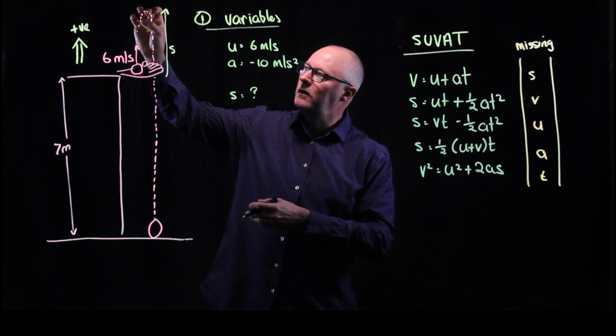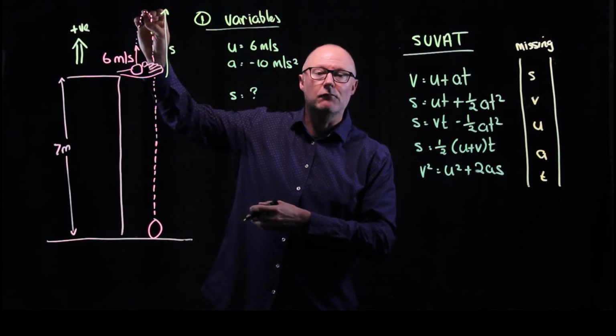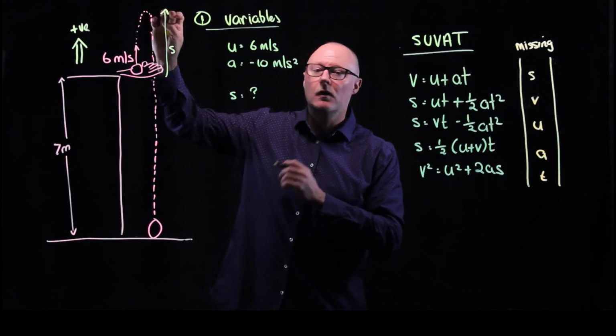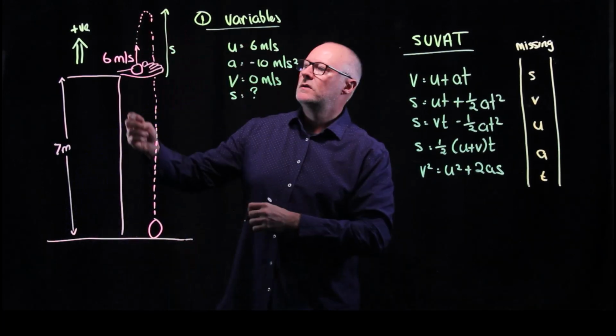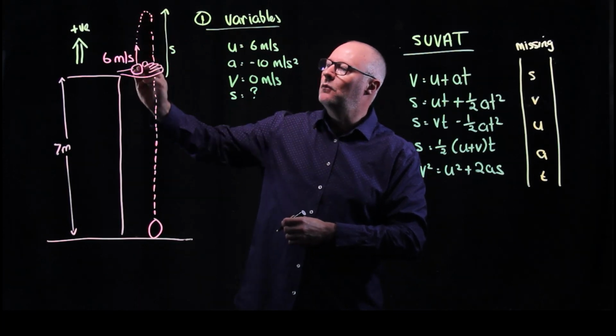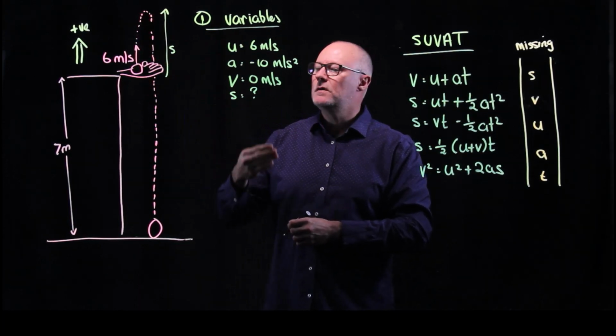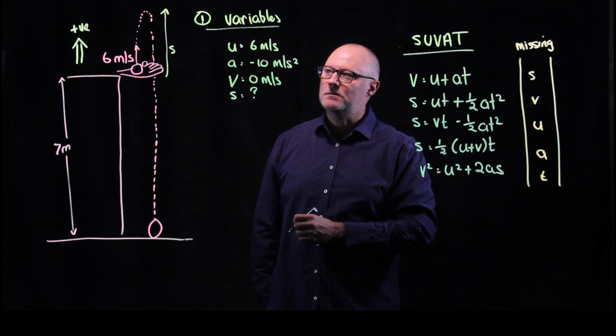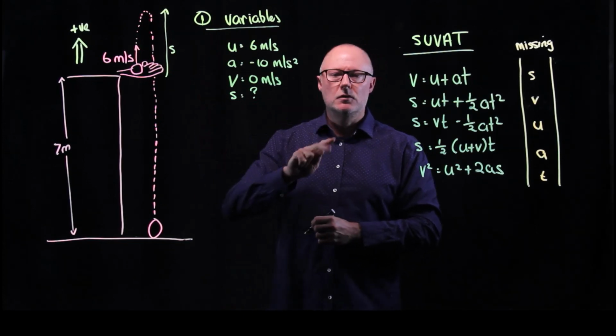At that peak location, for a split second, we have what we call an instantaneous velocity of 0. So if we analyse the scenario from the start just to the top, that will give us all the variables we need to solve this particular question to work out the maximum displacement. So there's our variables. Number 2, let's select an equation.